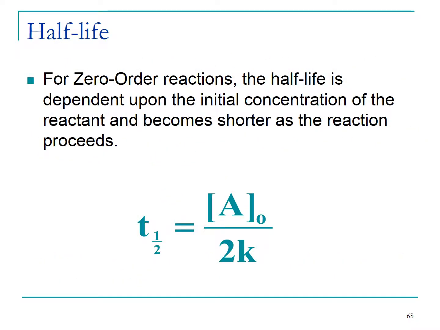All right, and then for a zero-order reaction, the half-life is, according to this equation, [A]0 over 2k. So actually, the half-life becomes shorter as the reaction proceeds, because now [A]0 is in the numerator, and since that's getting smaller and smaller, the t1/2 will get smaller and smaller.